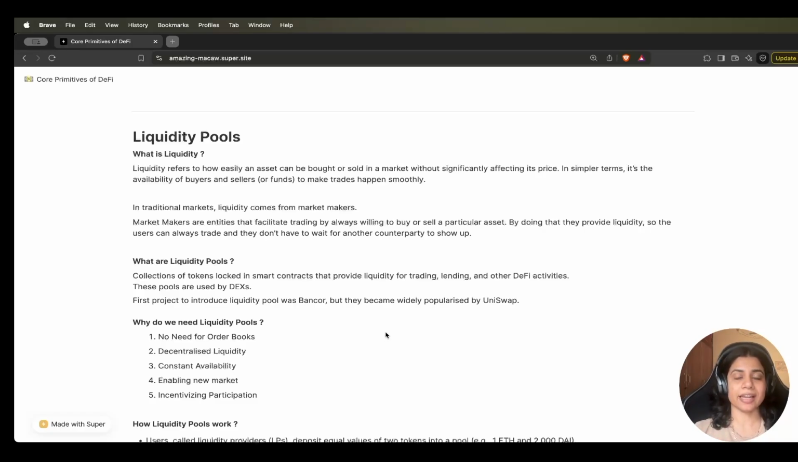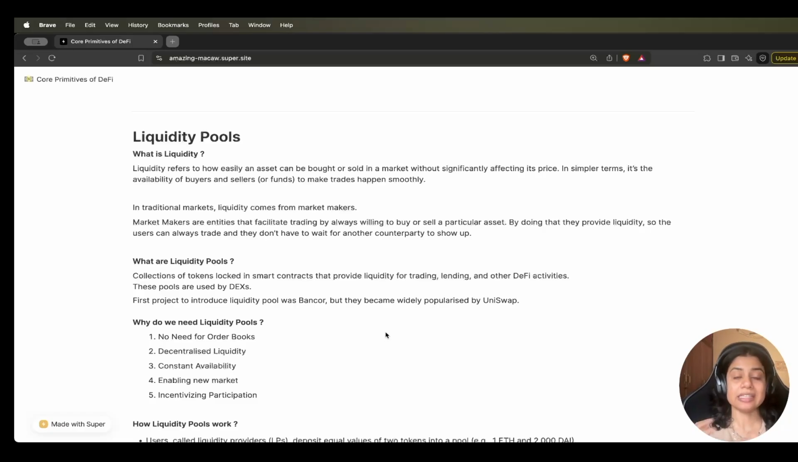In traditional finance, this liquidity comes from market makers. Now, let's understand what these market makers are. Market makers are entities that are always willing to buy or sell these assets so they can make the trade happen. In this case, the users don't have to wait for anybody else. The market maker's role is to ensure that the trade happens smoothly.